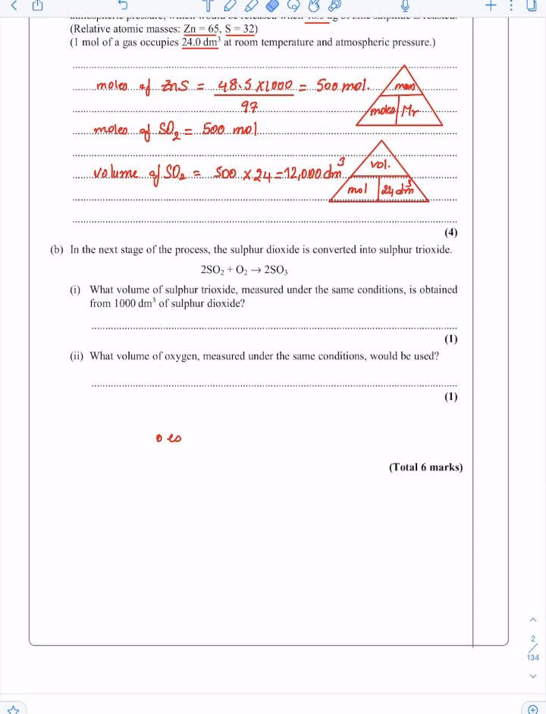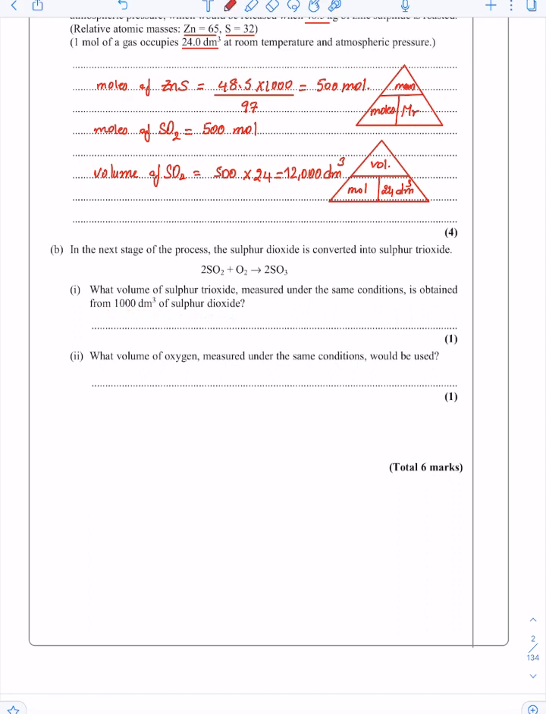Question B. In the next stage of the process, sulfur dioxide is converted into sulfur trioxide. 2SO2 plus O2 gives 2SO3. Question I. What volume of sulfur trioxide measured under the same conditions is obtained from 1000 cubic decimeter of sulfur dioxide?